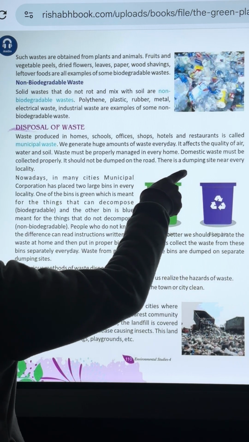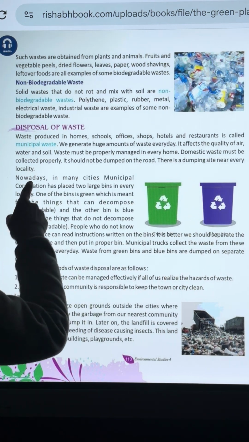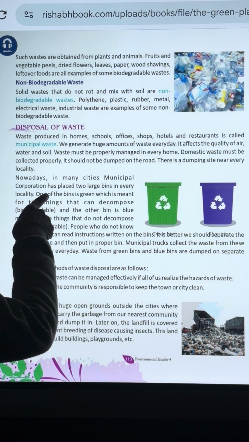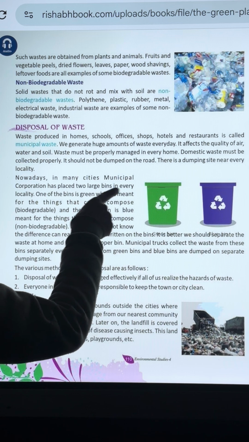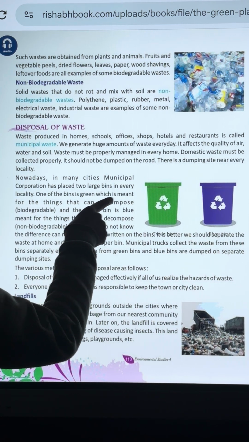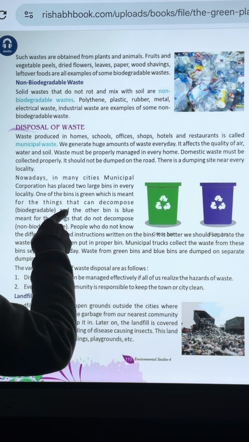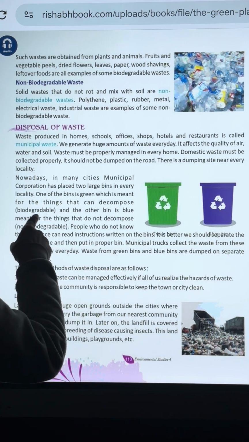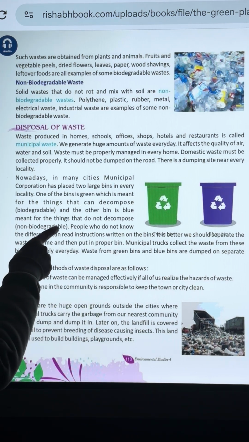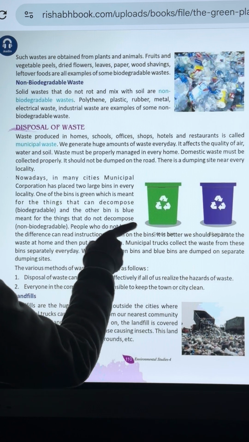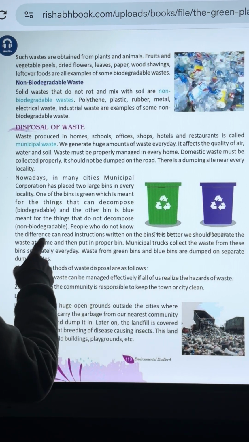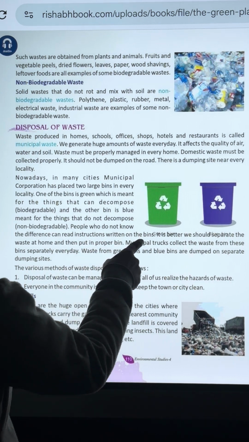There is a dumping site near every locality. Nowadays, in many cities, municipal corporation has placed two large bins in every locality. One of the bins is green, which is meant for the things that can decompose, biodegradable, and the other bin is blue, meant for the things that do not decompose, non-biodegradable. People who do not know the difference can read instructions written on the bins.